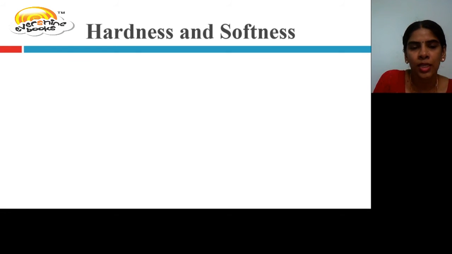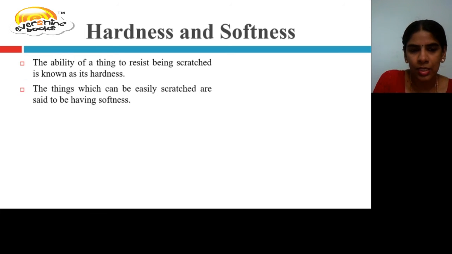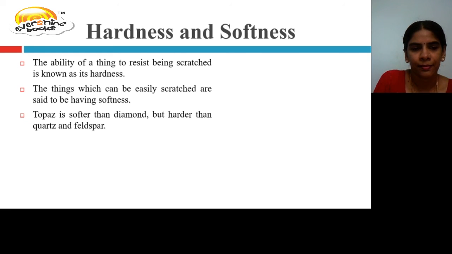The next property is hardness and softness. The ability of a thing to resist being scratched is known as its hardness. The things which can be easily scratched are said to be soft. Topaz is softer than diamond but harder than quartz and feldspar.